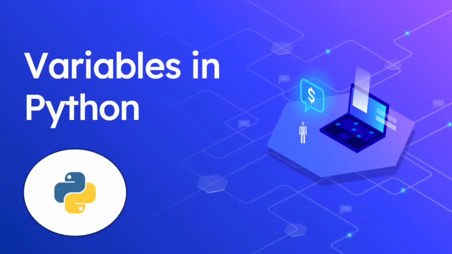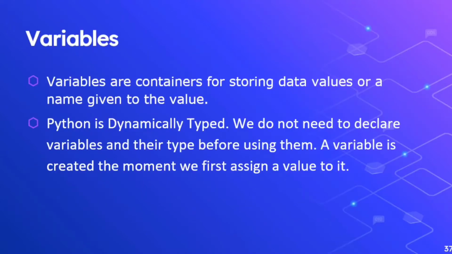Let's see what are variables in Python. In Python, variables are containers for storing data values, or a name given to the value. As we know, Python is dynamically typed. We need to declare variables and their type before using them. A variable is created the moment we first assign a value to it. So simply, variables are nothing but containers which store some values or some data related to those values. In other words, we can say variables are the names given to the values.